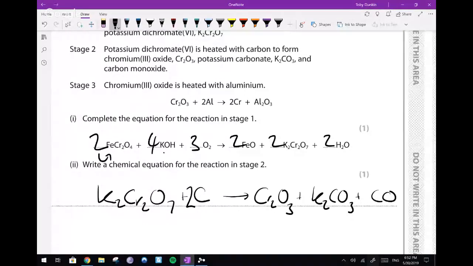So I've got 2 irons, 2 irons. I've got 4 chromiums, 4 chromiums. Oxygens, I've got 8. 8 plus 4 is 12. 12 plus 6 is 18 oxygens. I've got 2, I've got 14. That's 16. 16 plus 18. I'm good. Potassiums, 4. Hydrogens, 4. It all adds up. Guys, that's the hardest GCSE balance I have seen in a long time.